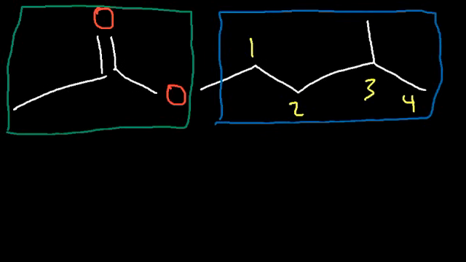And we have to deal with this methyl group on carbon 3. Now, for a 4-carbon chain, instead of saying butane, it's going to be butyl. But we have a methyl in 3, so it's going to be 3-methyl butyl.